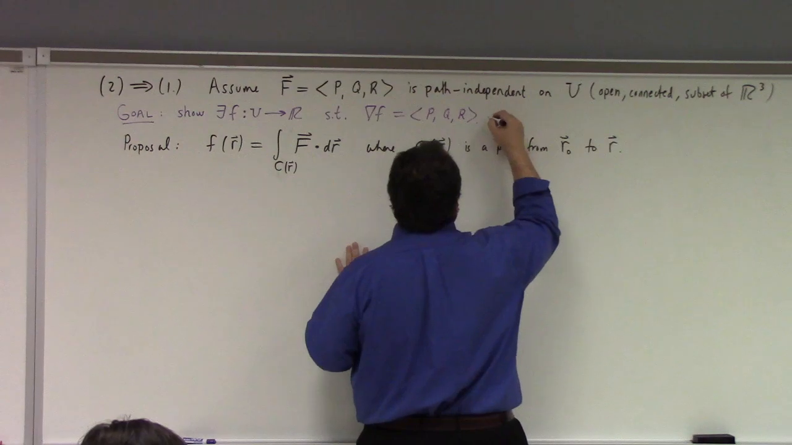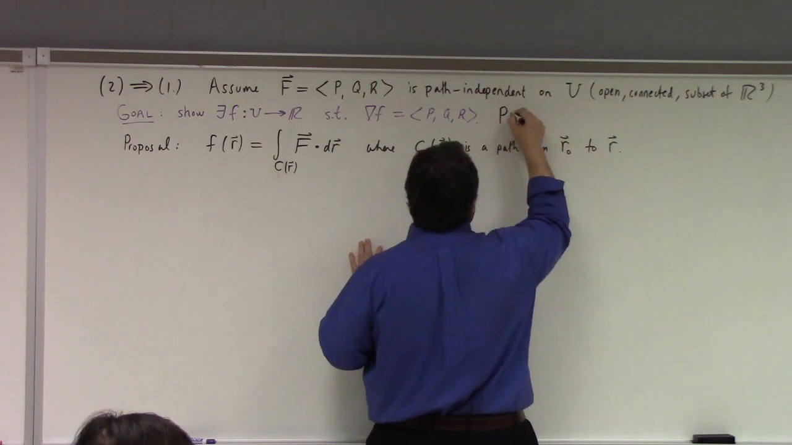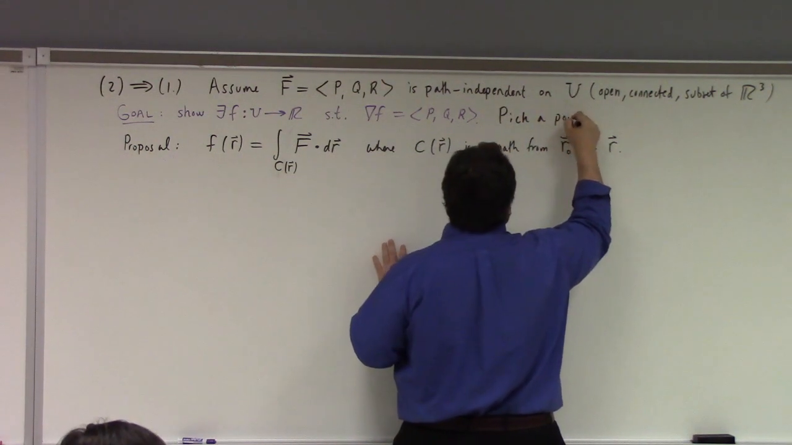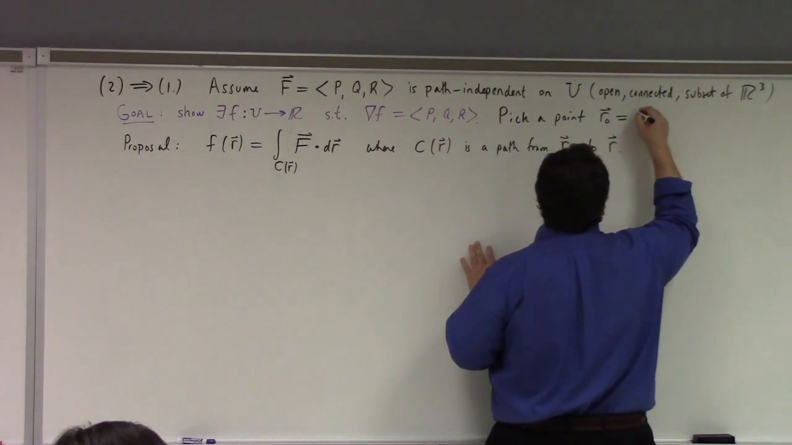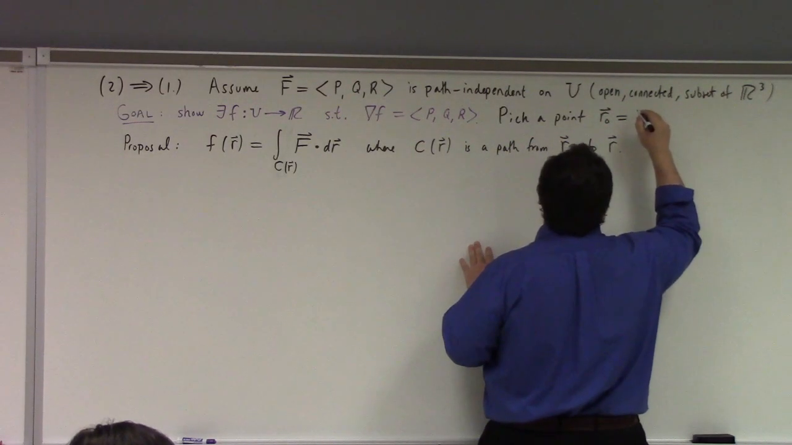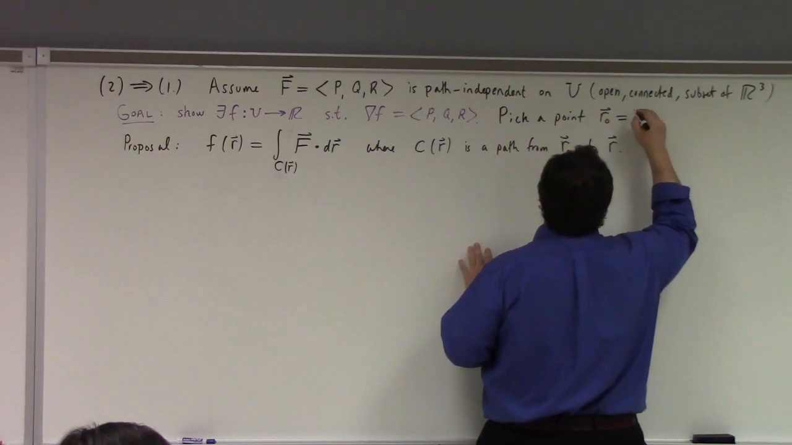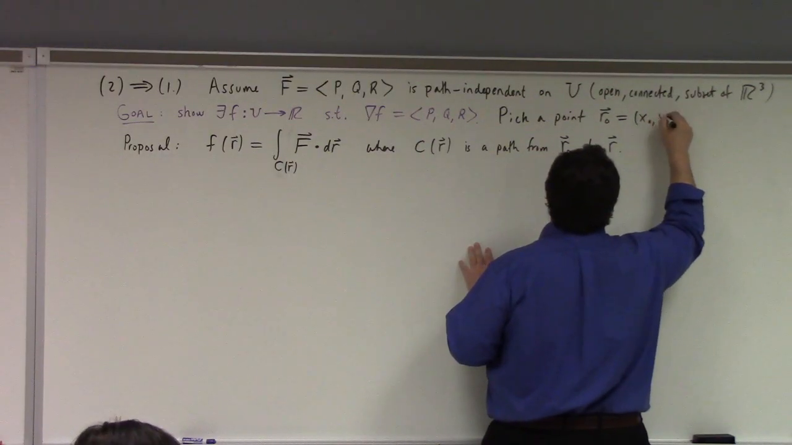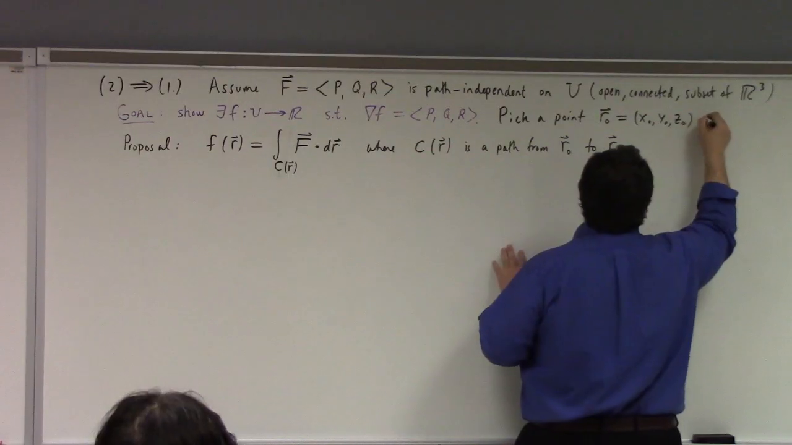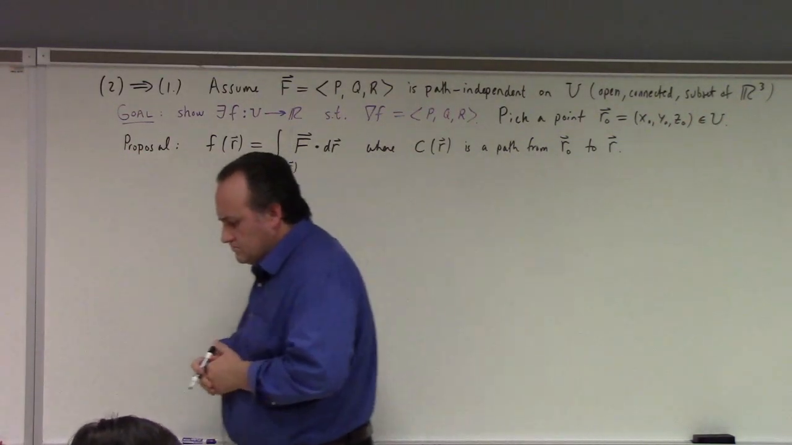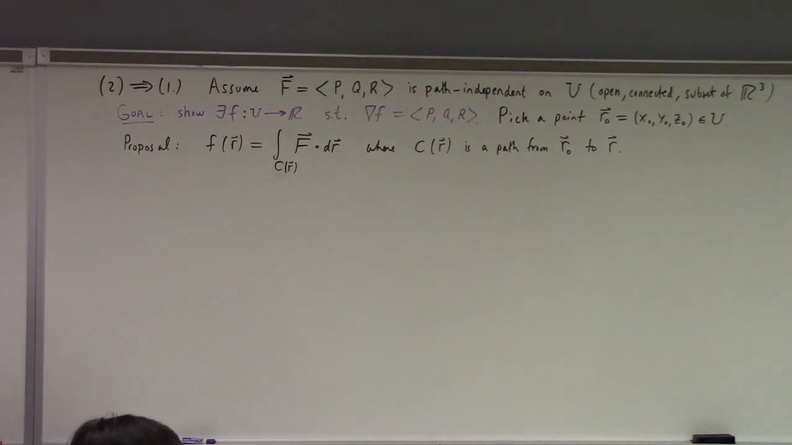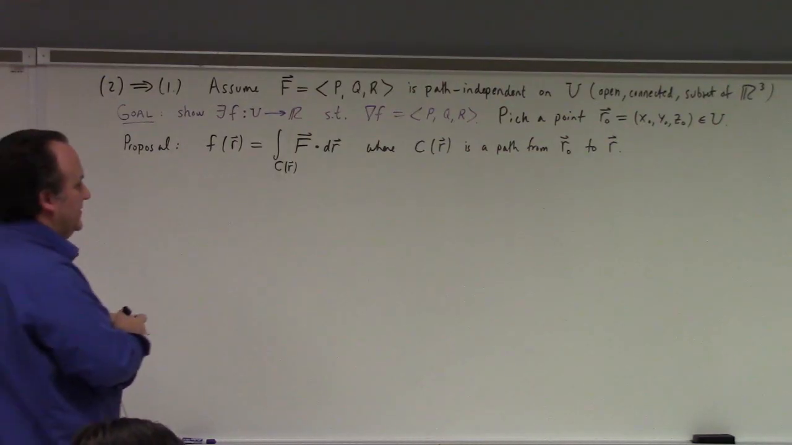So I guess my first thing I should say up here is pick a point. Let's pick a point, r naught, which is x naught, y naught, z naught, an element of U. We can do this because, well, it's a set, right? So it's got a point in it. So pick a point. That's your reference point.